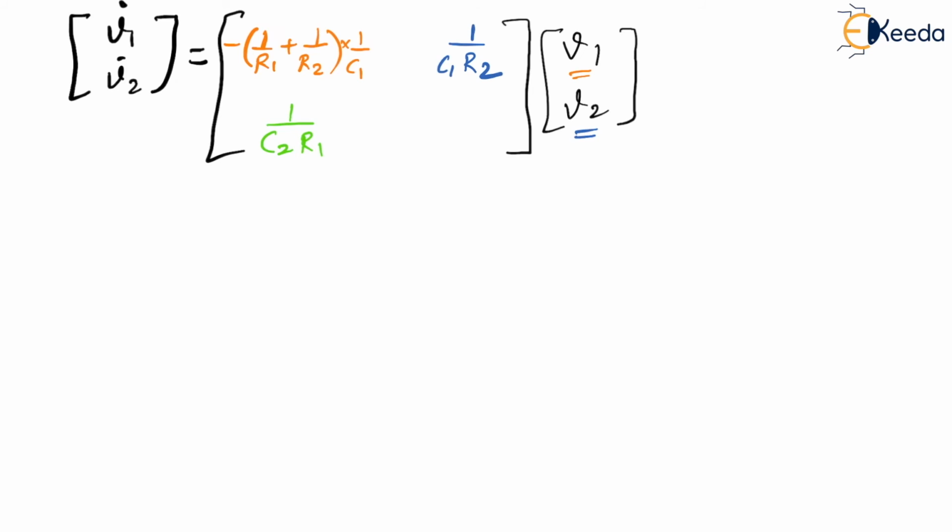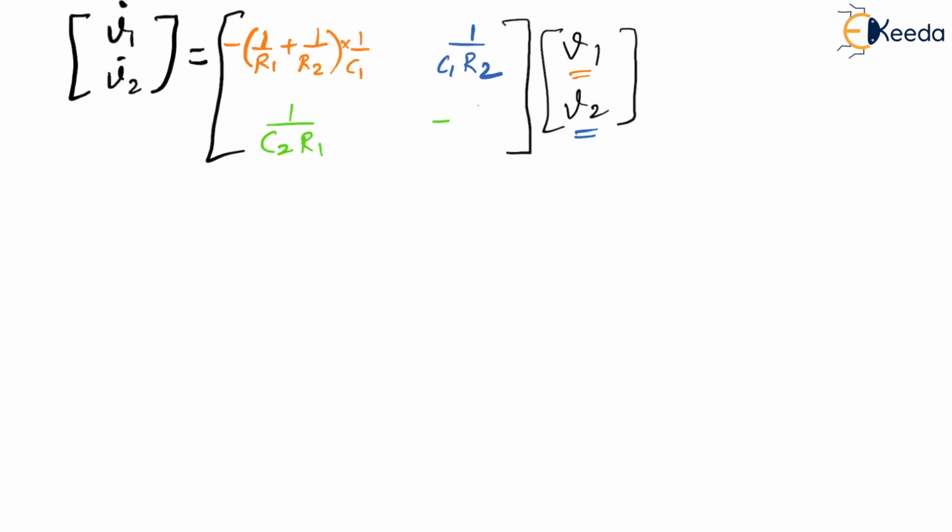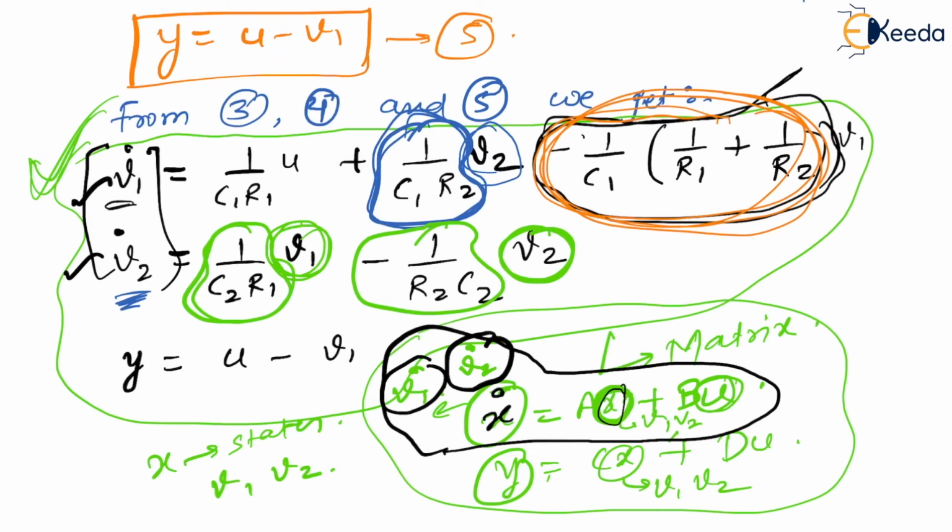Now what is there with v2? Definitely we have minus 1 by R2 C2. We know that matrix multiplication happens in a row by column way: the first element multiplies with this element, then again this element gets multiplied with this element, and so on. In this way, at the end, the same equations will be obtained.